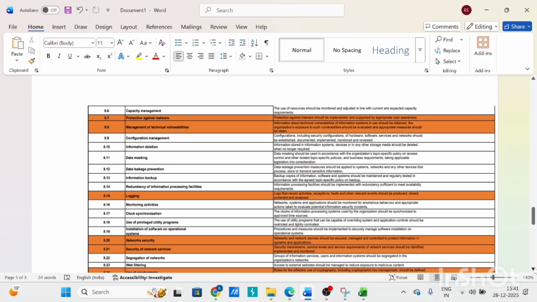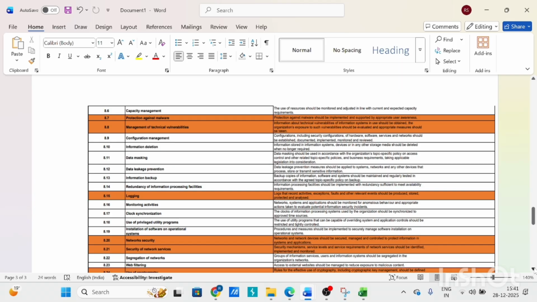The organization's exposure to such vulnerabilities should be evaluated and appropriate measures should be taken. 8.9 talks about configuration management, where security configurations of hardware, software, services, and networks should be established, documented, implemented, monitored, and reviewed. 8.10 talks about information deletion: information stored in information systems, devices, or in any other storage media should be deleted when no longer required.